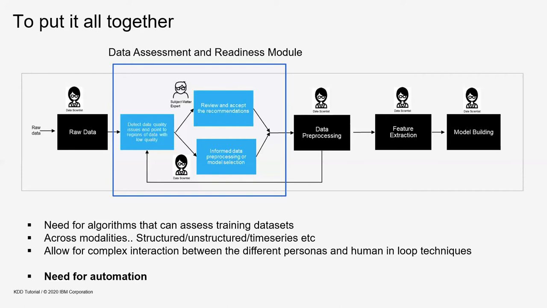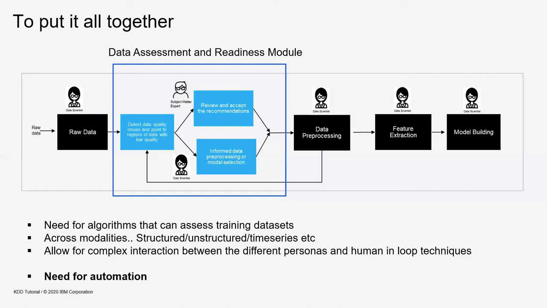So in essence, there's a need for algorithms that can assess training data sets, and we're going to talk through some of them today, as well as talk about some open challenges. There's also a need for all these algorithms across different modalities. So again, we're going to talk about the structured and unstructured areas today. And there's a need to allow for complex interaction between all these personas. And that's where we need human in loop techniques, so that they can collaborate with each other very easily. And in a sense, I think there is a strong need for automation for all of this to happen with as little manual effort as possible.